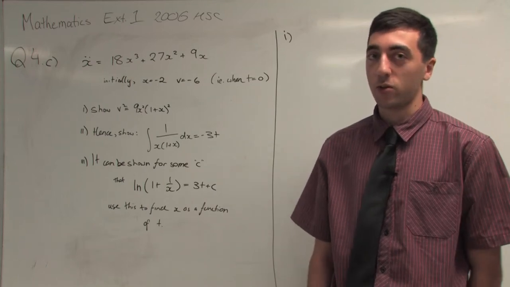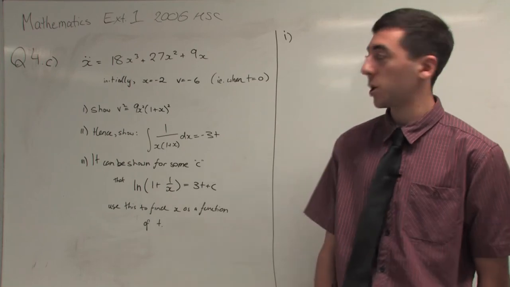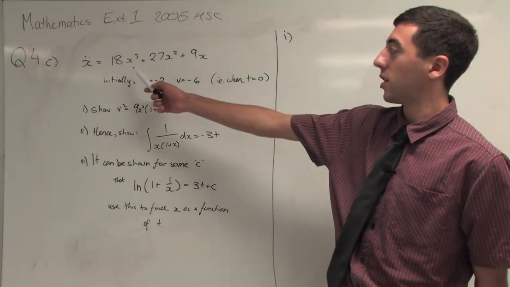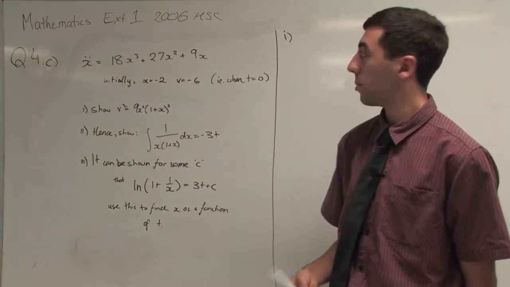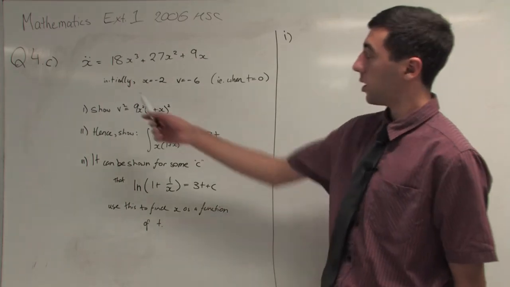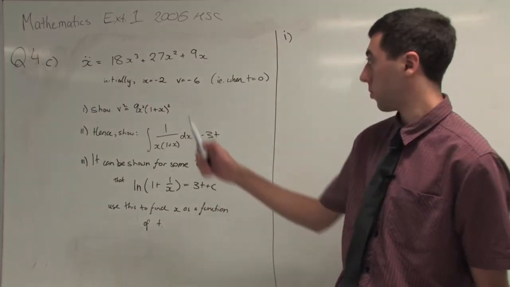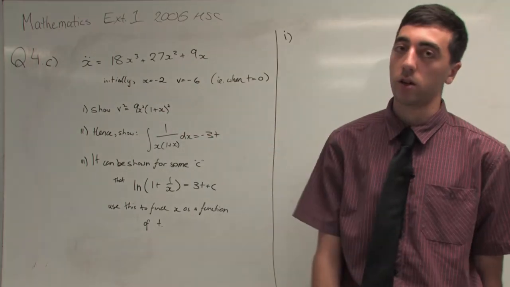Okay, so now we're going to be doing question 4c. This question relates to a particle moving such that its acceleration is equal to 18x cubed plus 27x squared plus 9x, where x is its displacement from the origin. Initially, that is when t is equal to 0, we know that x is equal to minus 2 and that v is equal to minus 6.